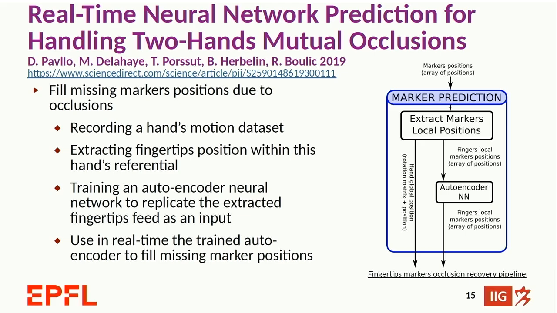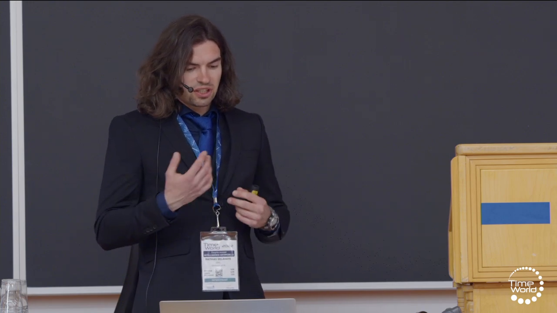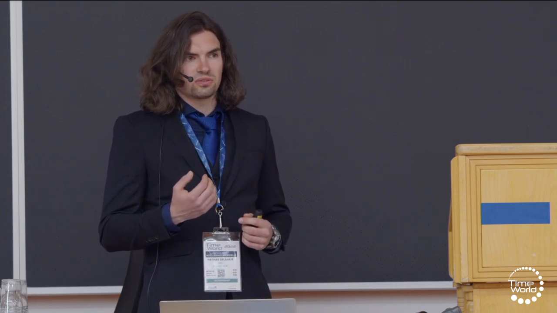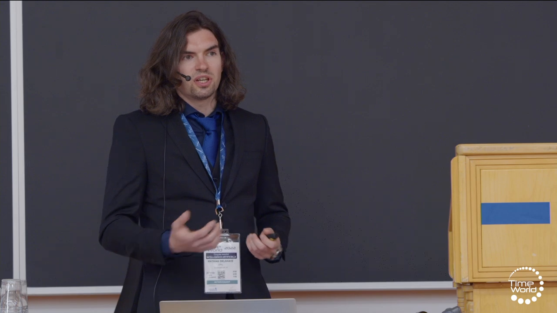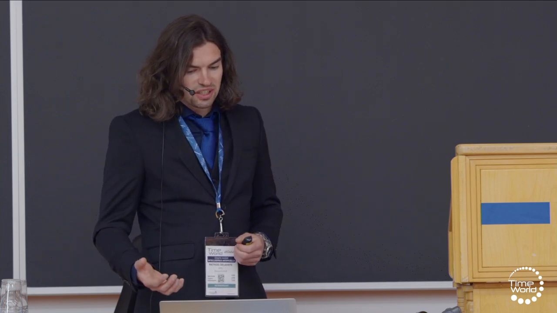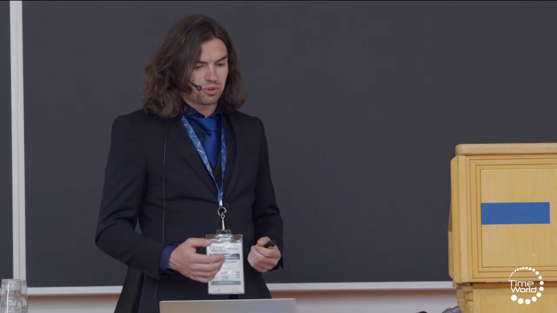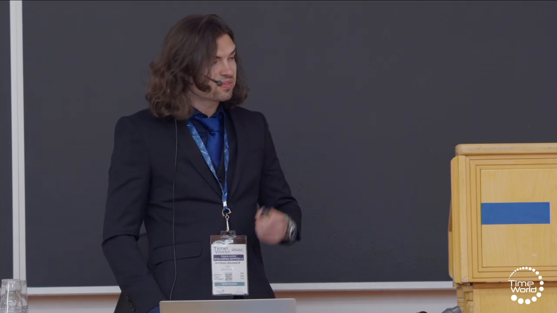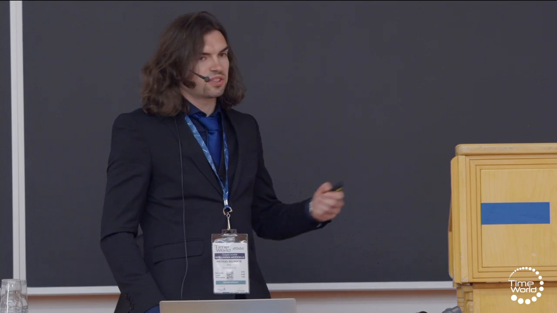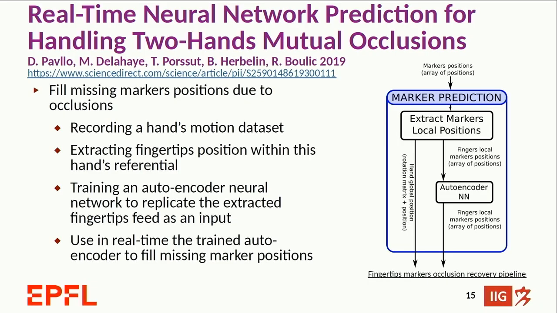So the idea was to extract the fingertips position within the hand referential, and then train the neural network so that the input matches exactly the output, because if we don't have any occlusion, basically we expect to have as an output the input. And during the training, we introduce artificial occlusion, so we cut off some of the inputs in such a way that the neural network gets familiar with those kinds of occlusion and gets robust to this situation. And once the neural network was trained, it was integrated in the real-time pipeline to fill all the occlusion within the hand referential.